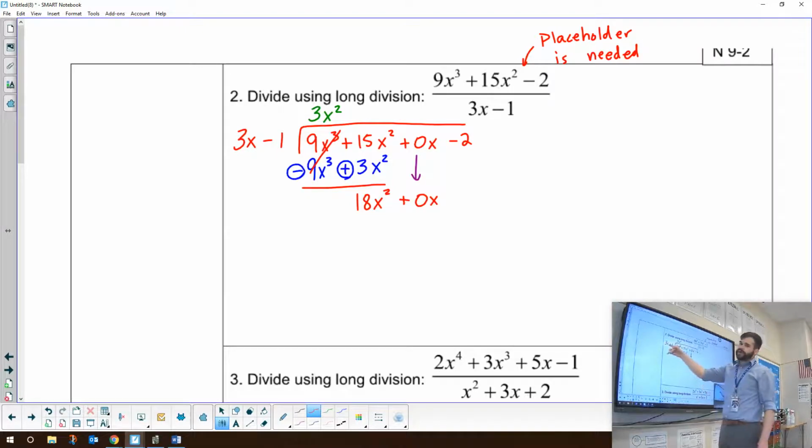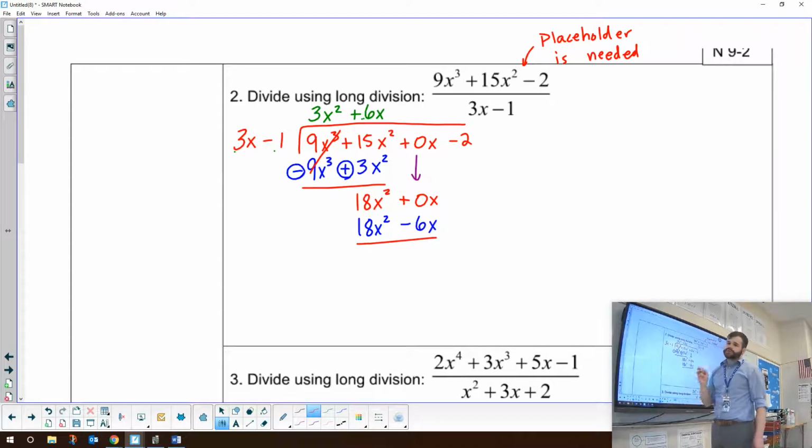Now, I'm going to think, what do I need to multiply 3x by to equal 18x squared? I'm going to go 3x times what? Well, 6 times 3 equals 18. So we're going to go plus 6. And then x times x is x squared, so it's going to be a plus 6x on top here. So we're going to go 6x times 3x is going to give me 18x squared. Then 6x times negative 1 is going to give me negative 6x.